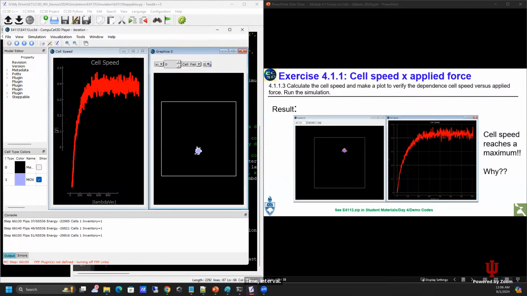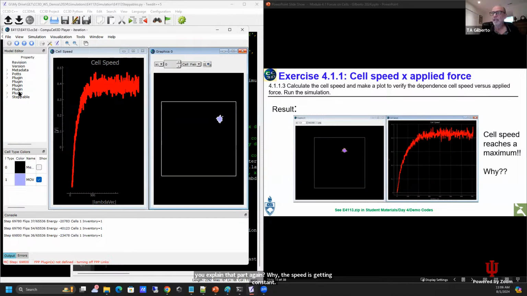Could you explain that part again, why the cell speed is getting constant? Just see, during one Monte Carlo step, if all the pixels can move, the amount of pixels that can move is the size of the cell.